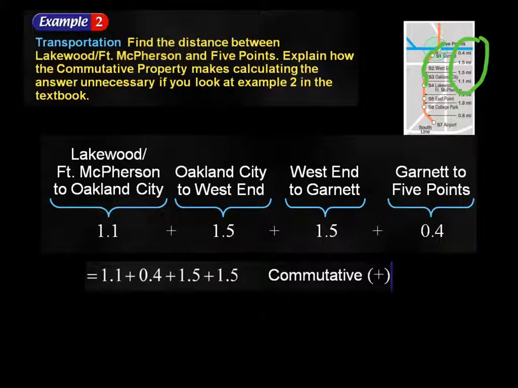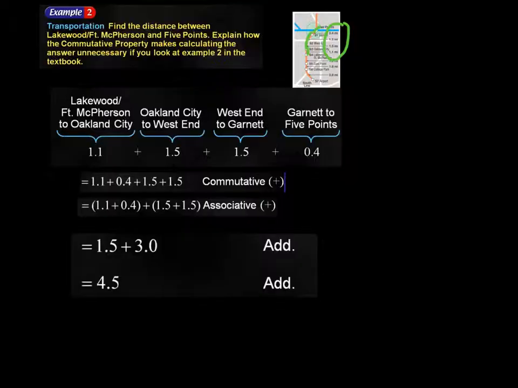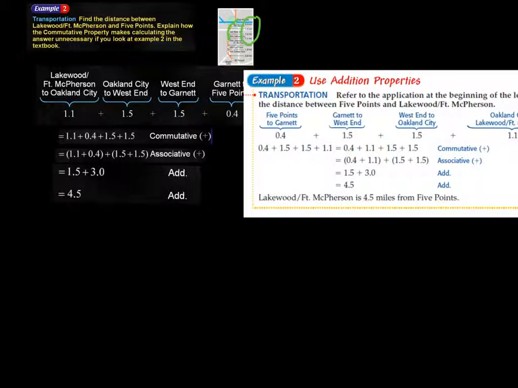Now looking at those numbers, it would be nice to add the 1.5 plus 1.5, so we could use the commutative property and rearrange those. We could then put some parentheses in using the associative property so we can see what we're going to add first. 1.1 plus 0.4 is 1.5, 1.5 plus 1.5 is 3, 1.5 plus 3 is 4.5. Now if we take a peek at example 2 from the textbook, it is the exact same numbers, just in a different order.